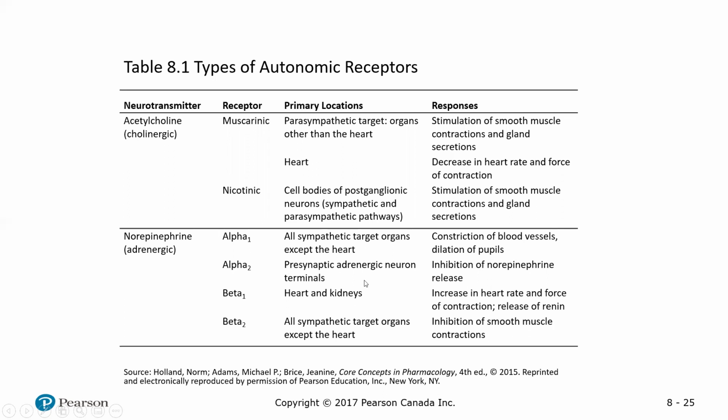They will block. Beta 1 is acting on heart and kidneys, and they always increase heart rate and force of contraction and release of renin in the kidney. Beta 2 is on all sympathetic target organs except the heart. Inhibition of smooth muscle contraction.